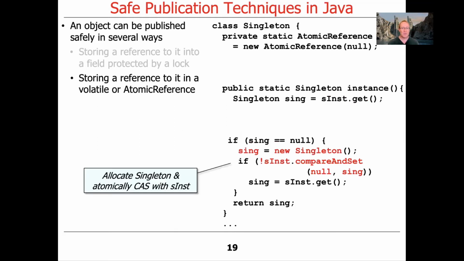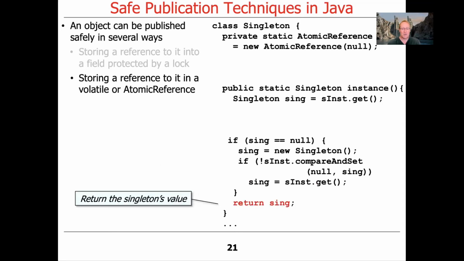And then we use the compare and set operation on atomic reference to atomically update the singleton if and only if the current value is null. So that will only occur one time, the first time in. And then we go ahead and we get the value again, just so we have it. And we return that as the result here. So that's another way to do it.